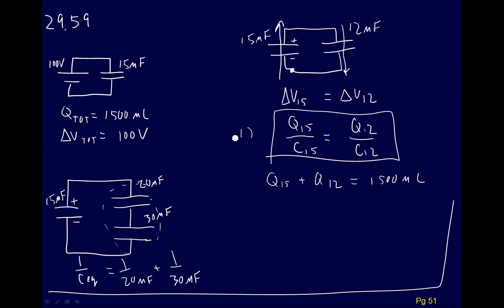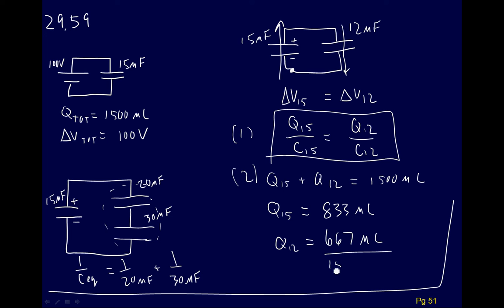So here I have two equations and two unknowns, and I can go through and solve for this basically by plugging one into the other. And so when I did this, my charge came out to be something like this, 833 microcoulombs and 667 microcoulombs. So again, this adds up to be about the 1500 microcoulombs. And so that's the charge on this guy and the charge on this guy.